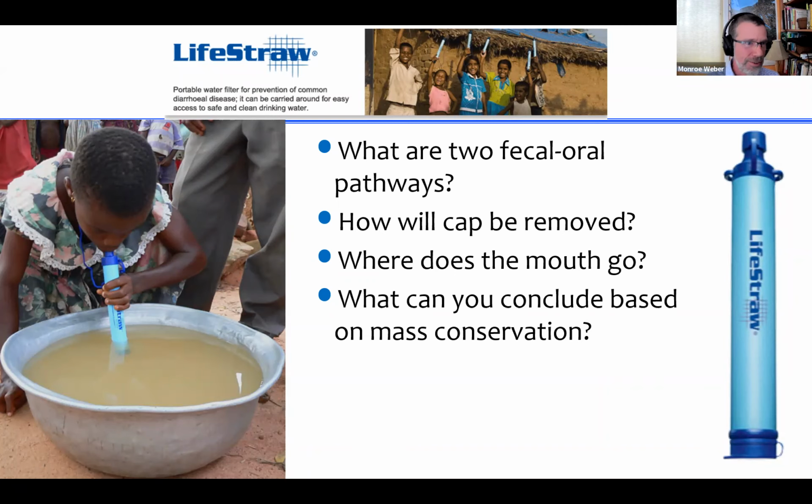And what do you see as potential pathways for still getting sick, even though you're drinking water that was absolutely safe? I'll give you a few seconds and then take a couple of responses. I would say people's bacteria could get on the cap and then get transferred to where you put your mouth on the top. Yeah, so you've got to grab a hold of that cap with your hands.